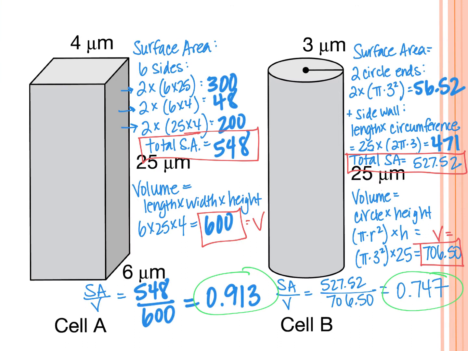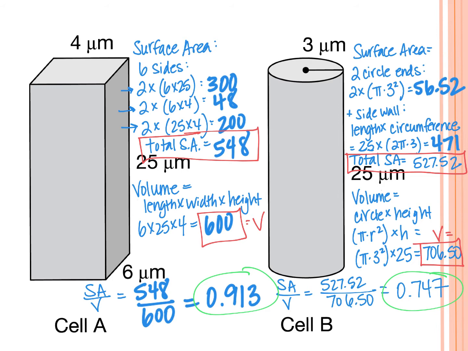So let's check our answers. The surface area for cell A is about 548 square micrometers. The volume is 600 cubic micrometers. The surface area to volume ratio of cell A would then be 548 divided by 600, which would be 0.913.